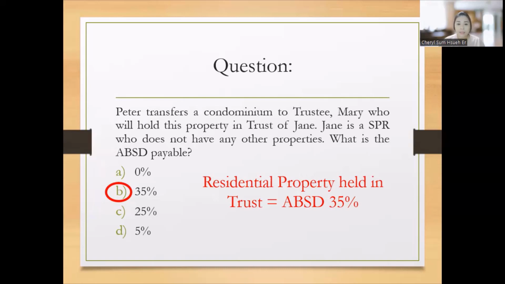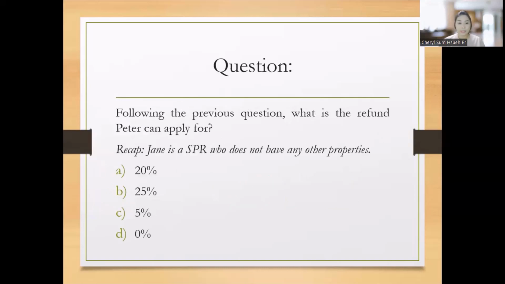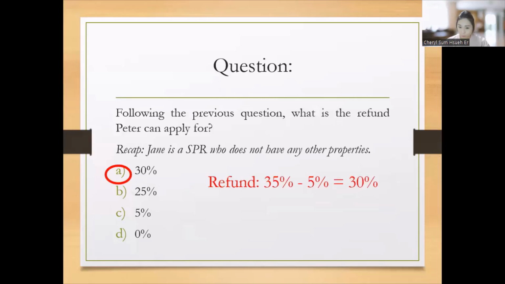But we do understand that if they fulfill some of these criteria later on, a refund may be payable, isn't it? Now, following the previous question, what is the refund that Peter can apply for? Just to recap, Jane is a Singapore SPR who does not have any other properties. The answer is going to be 30%. Refund 35%, which was payable, minus 5%, because Jane is a first-property SPR at 5%, equals 30%. So that's what the refund is going to be for Peter.